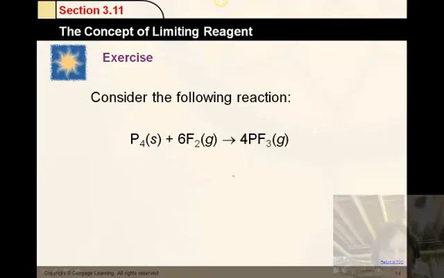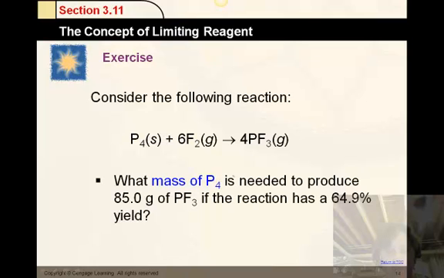Consider the following reaction: P4 plus 6F2 yields 4PF3. What mass of P4 is needed to produce 85 grams of PF3 if the reaction has a 64.9% yield? Now here's a really good question, because 64.9% yield is about percent yield. And I know we talked about that in an earlier video, and that's an easy calculation.